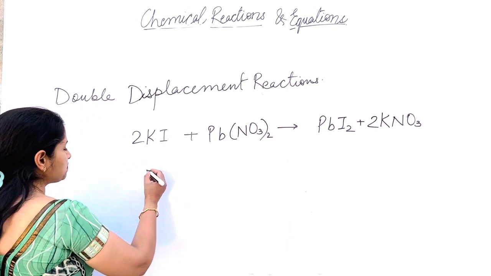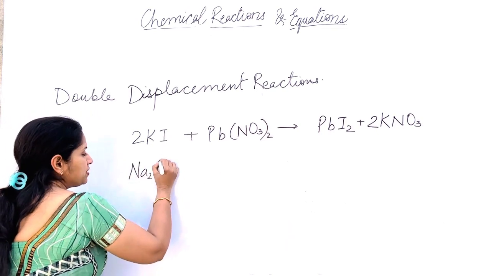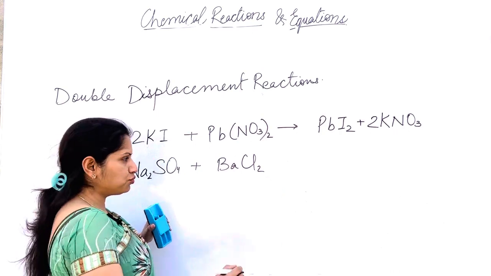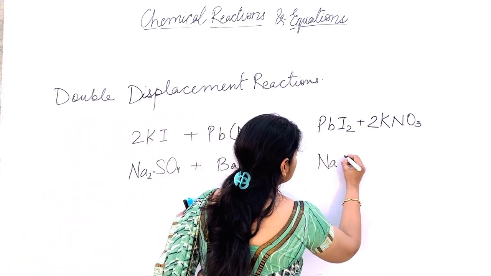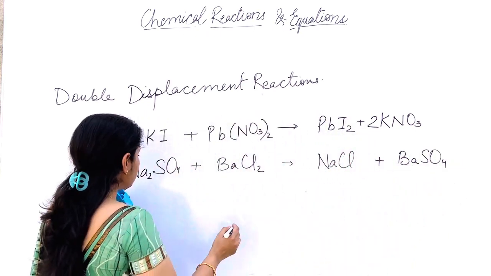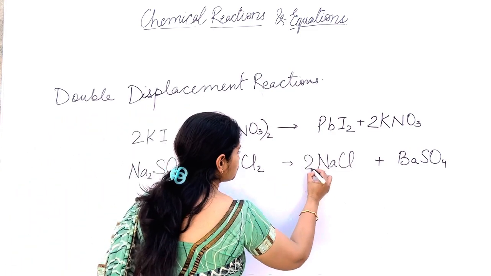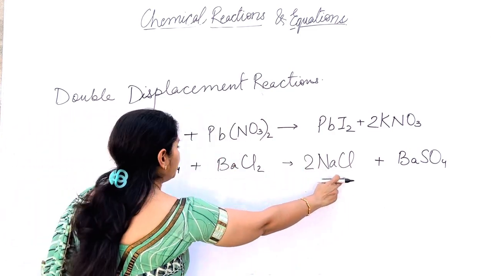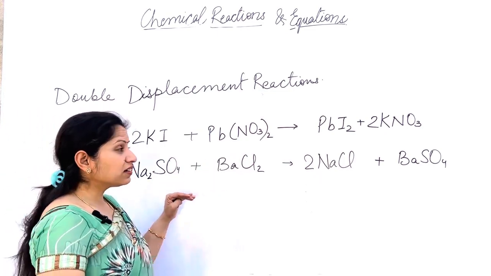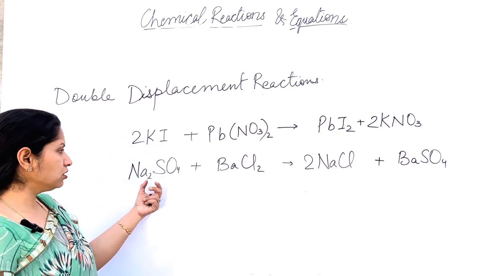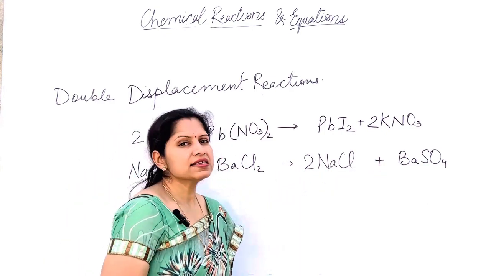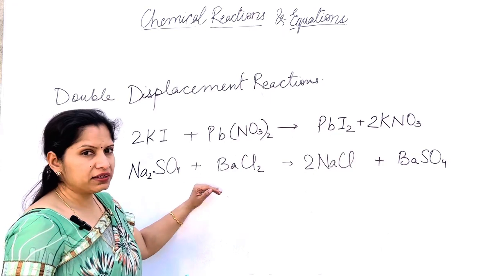One more example of double displacement reaction I would like to tell you. Na2SO4, that is sodium sulfate, when reacts with barium chloride BaCl2 forms NaCl plus barium sulfate BaSO4. We need to balance that. So here 2 sodium atoms were there, so 2 sodium atoms have to be here also. Now chlorine is balanced, barium is balanced, and sulfate is also balanced. So this is another example of a double displacement reaction, when sodium sulfate reacts with barium chloride to form sodium chloride and barium sulfate.